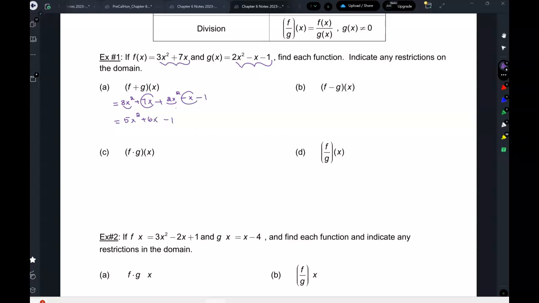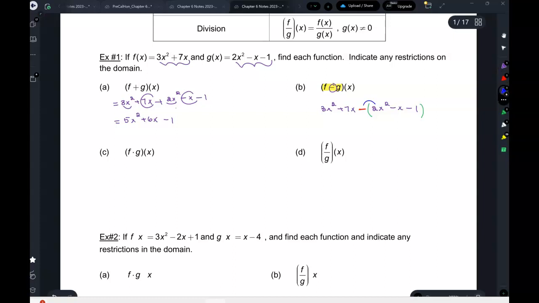Now, next, I'm going to do f minus g of x. So here, f of x is this. But now there is a minus, so I'm going to do minus another function. And here's where things get important. Whenever you have a minus and another function, you've got to put it in parentheses. And so g of x is 2x squared minus x minus 1.